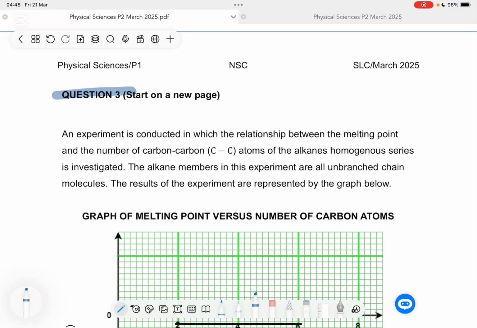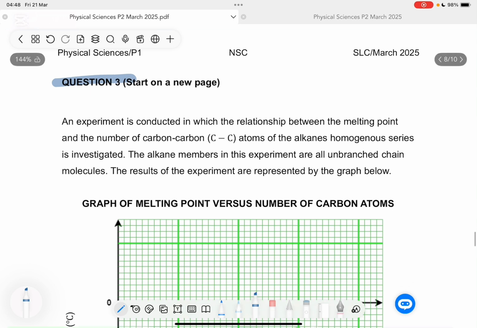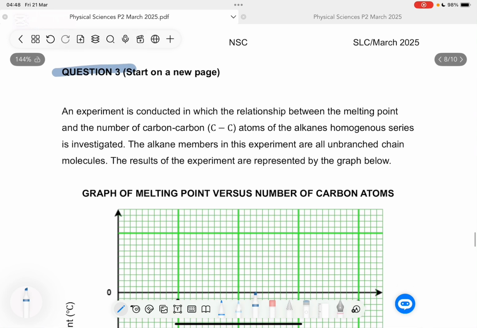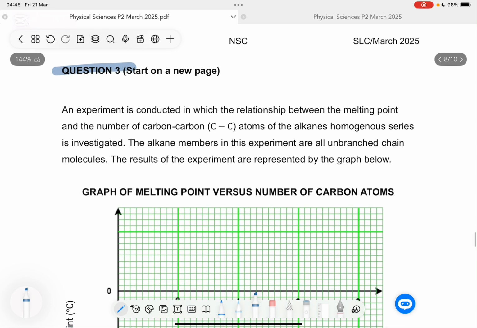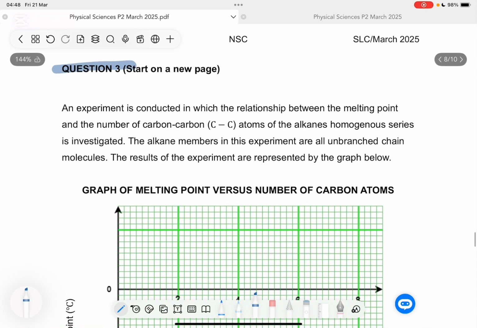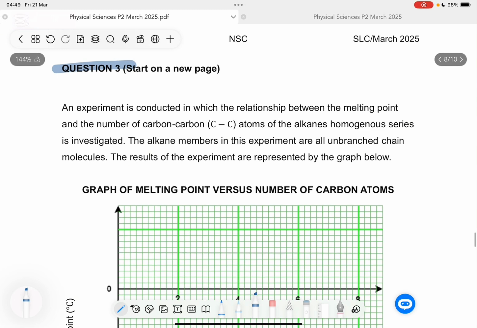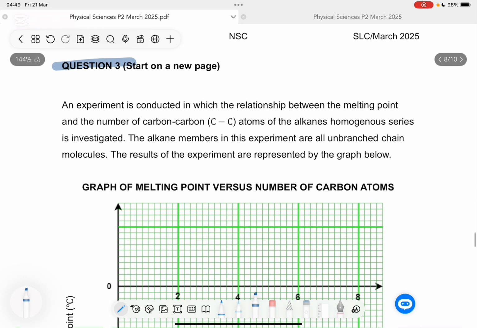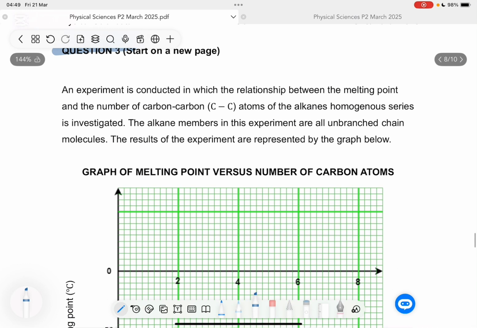Ready to look at question 3, and let's see what it has for us. We are told that an experiment is conducted in which the relationship between the melting point and the number of carbon atoms of the alkane homologous series is investigated. The alkane members in this experiment are all unbranched chain molecules. The results of the experiment are represented by the graph below.